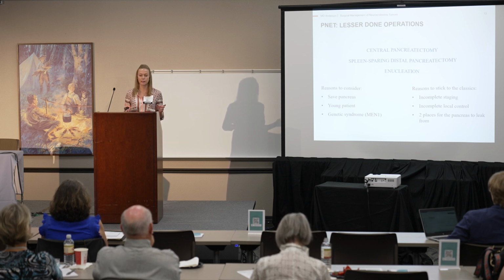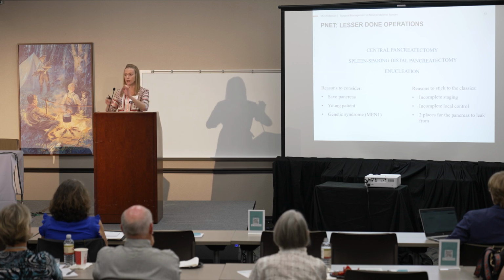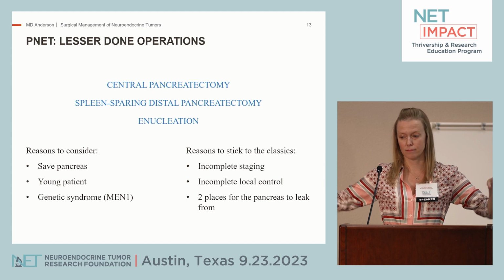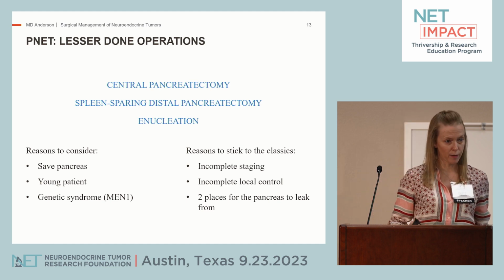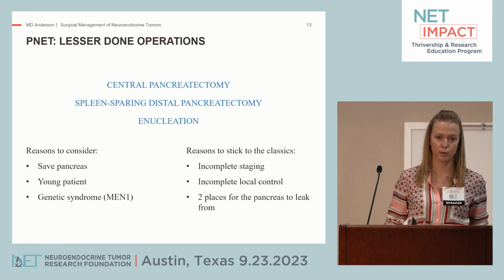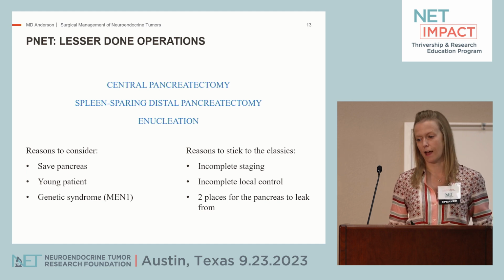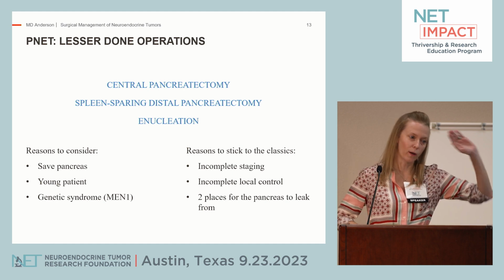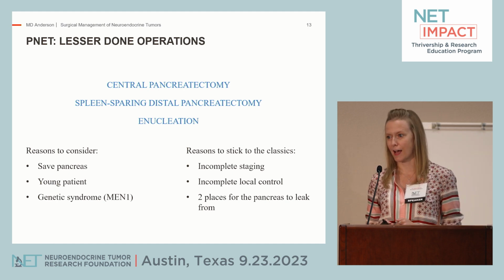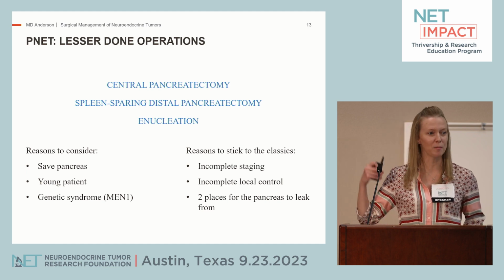A central pancreatectomy means that we are removing the center portion of your pancreas that includes the tumor and leaving the head and the tail intact. You don't get any lymph nodes with that. Spleen-sparing distal pancreatectomy, we're removing that back half of your pancreas. We're not taking your spleen, so we're not getting any lymph nodes with that. Enucleation, we're going in and we're scooping out the pancreas tumor. We're not getting any lymph nodes with that. You can sort of see the common theme here.